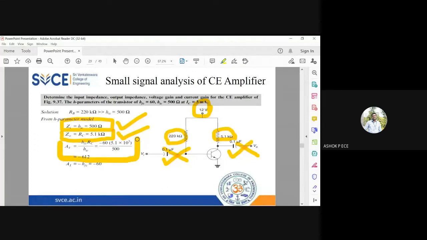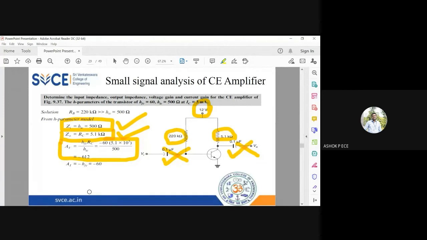So can anybody say what is the significance of the 612? What is the meaning of 612? 612 is a voltage gain, means what is the understanding? What do you understand from the value of AV equal to 612? If we apply a 1 volt signal, what is the output voltage? Can anybody say? 612, sir. 612 volts. So this clearly mentions how much my input voltage is amplified. So output voltage is input voltage multiplied by 612.